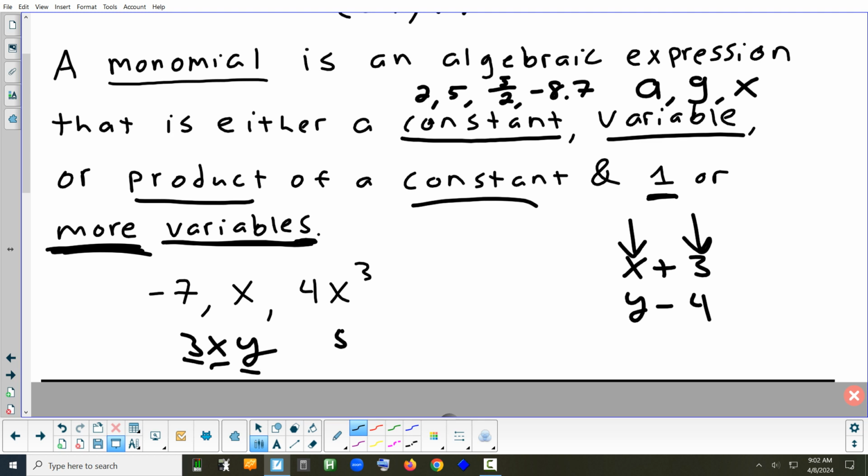How about something like 5x squared? Is that a monomial? Yes. Yes, it fits the definition of being the product of a constant. What's the constant in that case? 5. And one or more variables. What's the variable in this case? Oh, Molly, what's the variable in this case? No, not y. X.